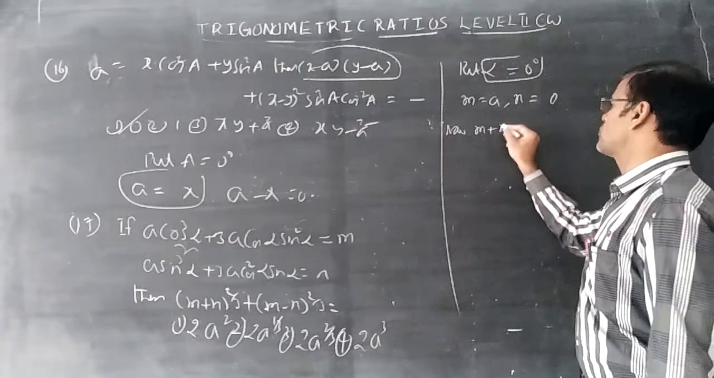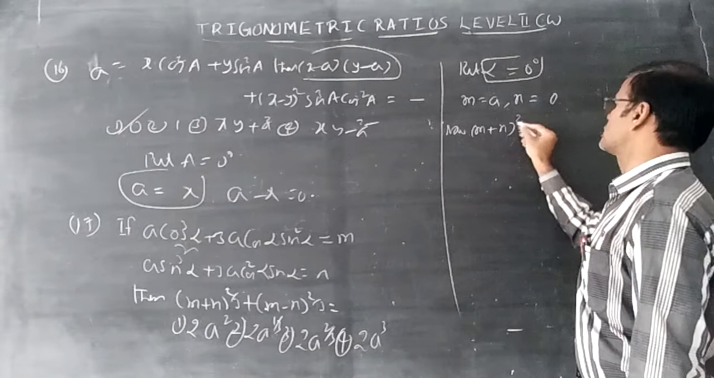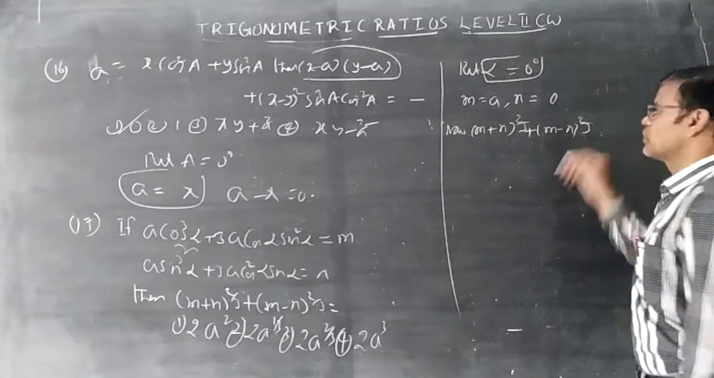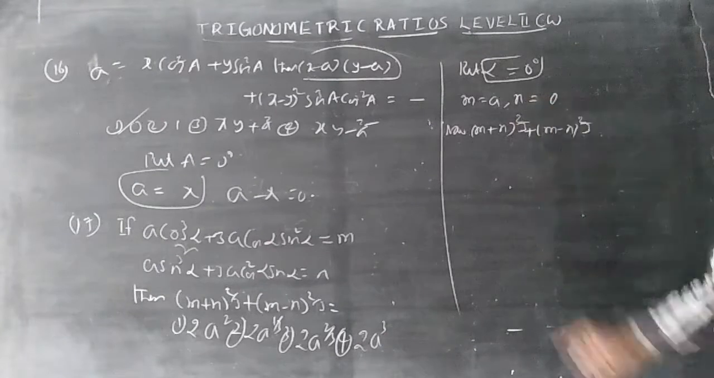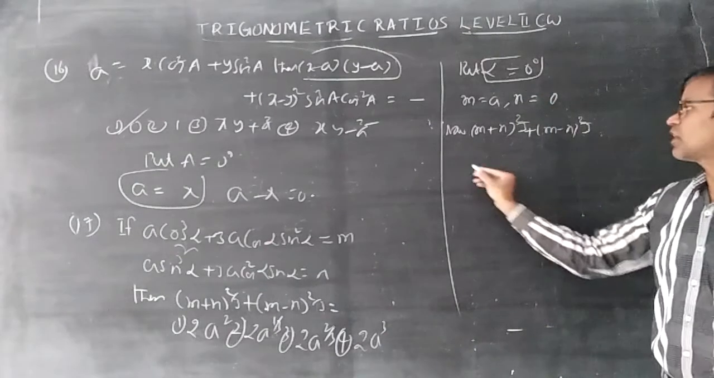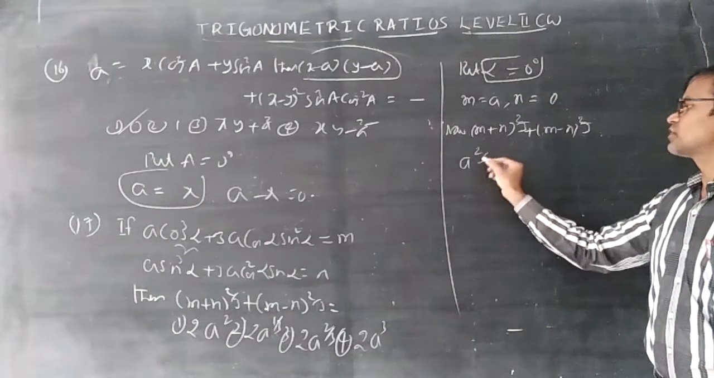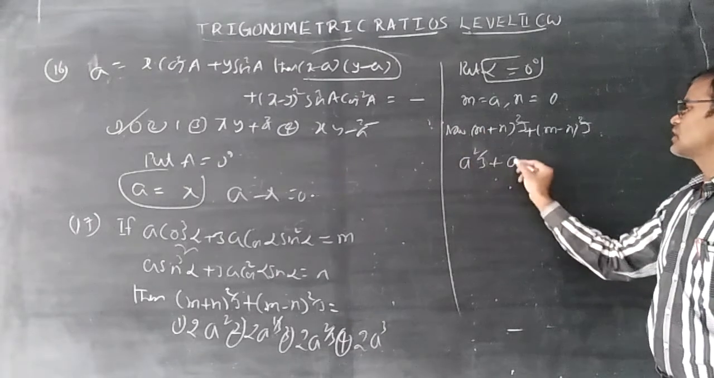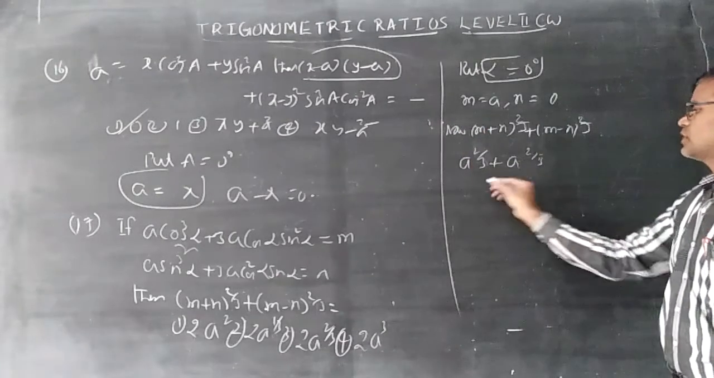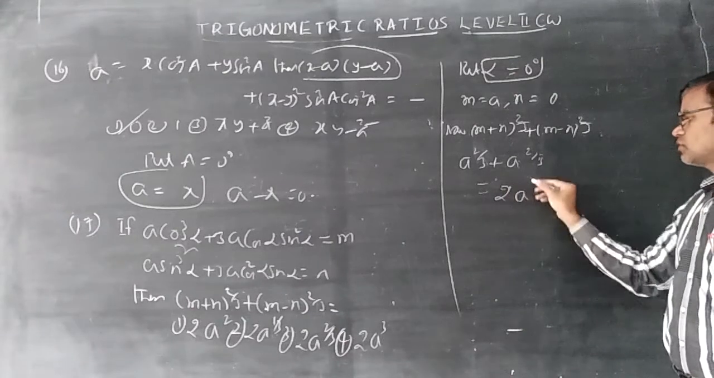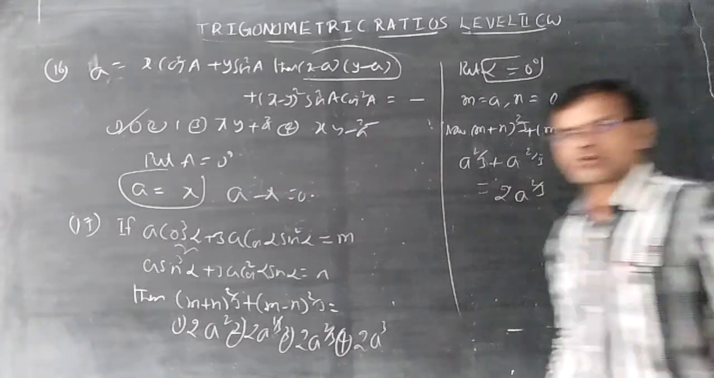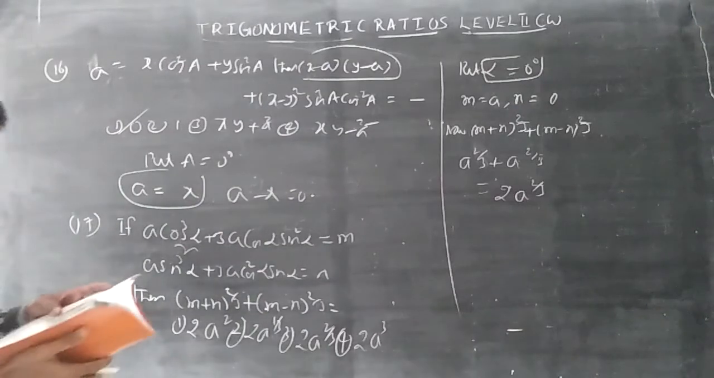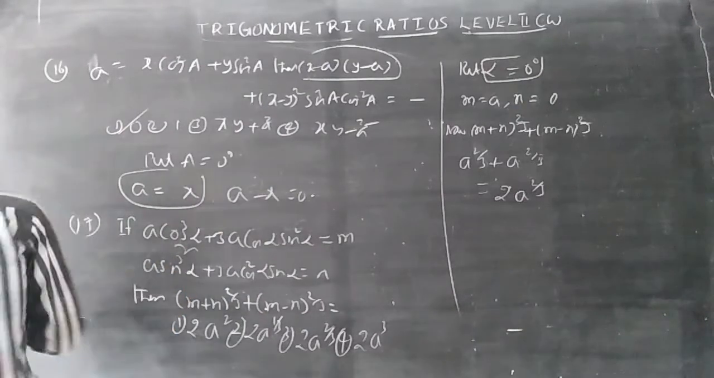He is asking (m plus n) whole power 2 by 3 plus (m minus n) whole power 2 by 3. Instead of n, 0 we got; instead of m, a we got. So a plus 0, you can write a directly. It becomes a power 2 by 3, and this is also a power 2 by 3. Add these two, we get 2a power 2 by 3. A power 2 by 3 plus a power 2 by 3 becomes 2a power 2 by 3.